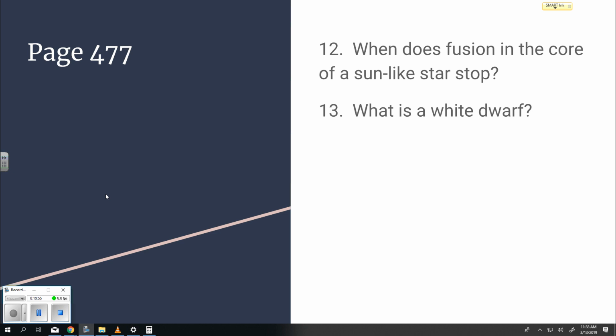Novas. Some white dwarf stars are part of a binary star system. A binary star system involves two stars. For example, a white dwarf may revolve around a red giant. The gravity of the white dwarf may pull gases from the red giant. These gases collect on the surface of the white dwarf and build up pressure.